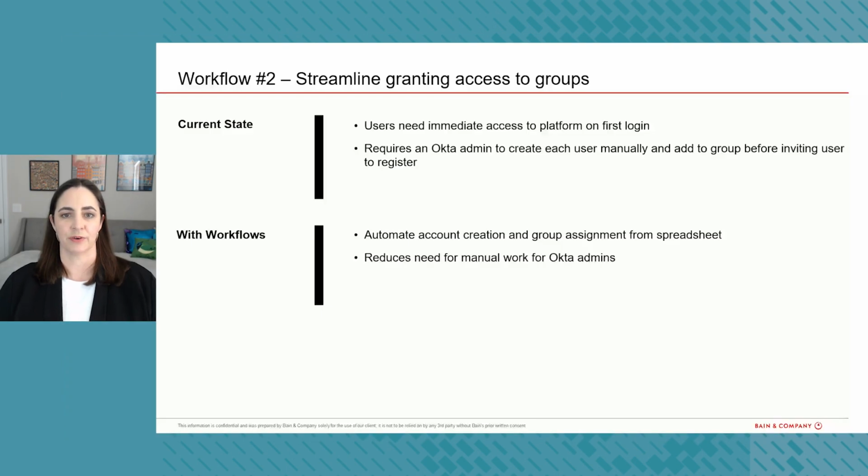For the second scenario, I'm going to demonstrate how you can actually use a spreadsheet of a list of users to automatically create the accounts and add them to the right group. This is especially helpful when the users don't already exist in Okta. At Bain, most times we know who needs access to our systems and we'll invite them to join. This means they need immediate access into a group on first login. So instead of each admin having to create the account and then add them to the right group, Workflows will do that for them automatically.